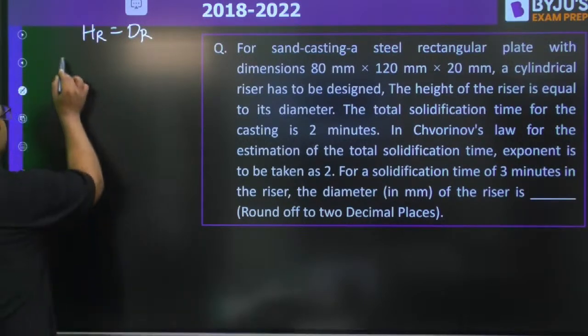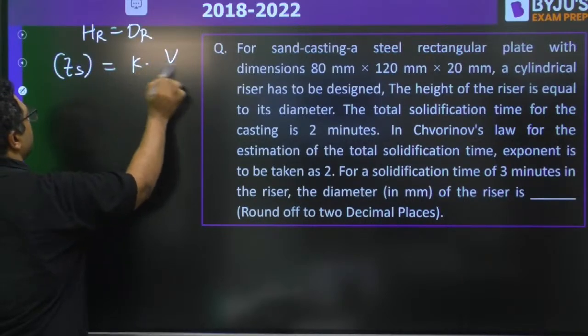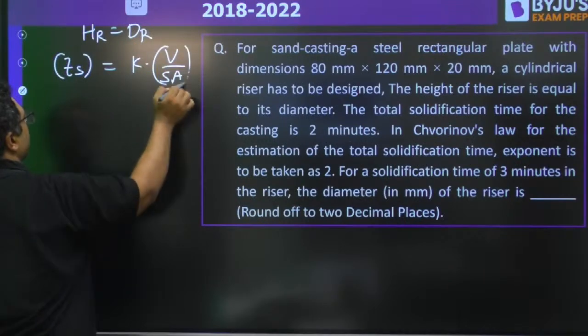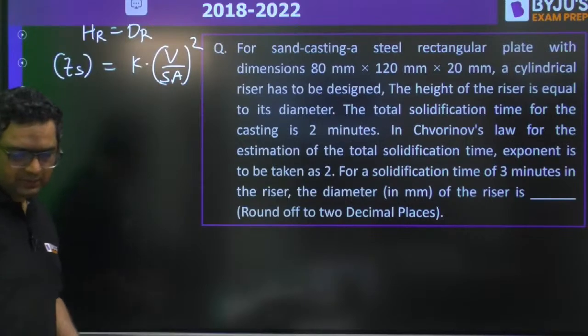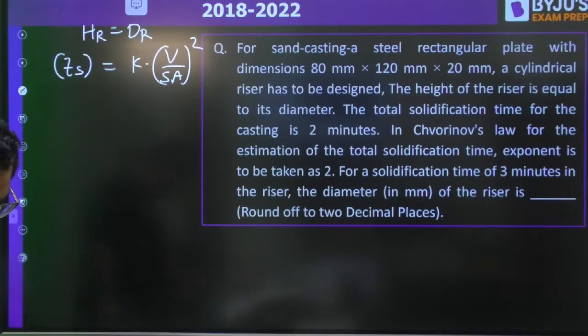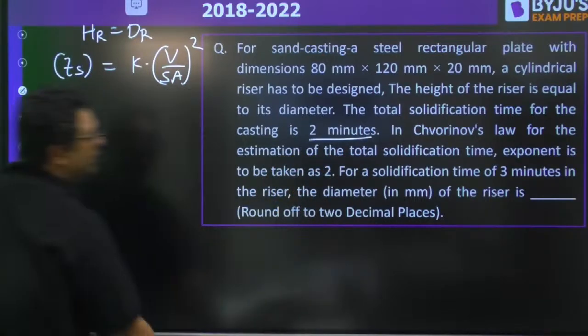So guys, you must be aware that solidification time is given as K times volume by surface area, whole square. So you need to use the formula to get the answer. Just try this, solve it. I feel everybody would be able to solve these questions. They are very common type of questions which come every time, nothing new. You need to find out the diameter. They have given you initially the solidification time to be 2 minutes.